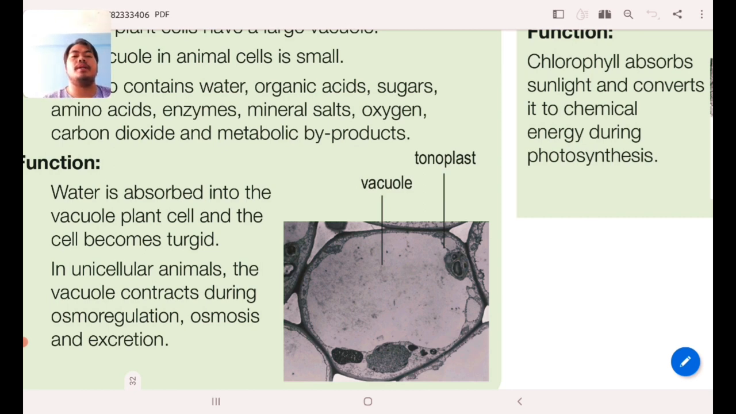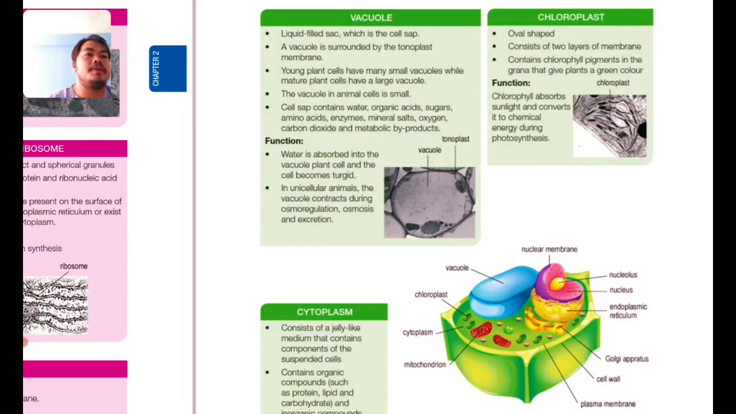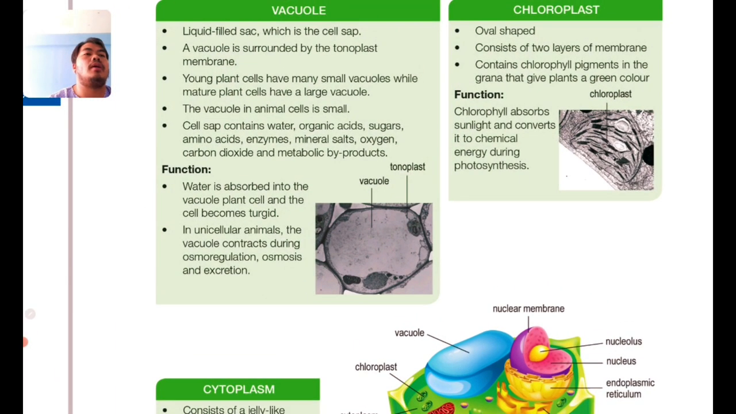This causes the vacuole to expand and go flaccid, expand and go flaccid, and this enables the cell of the organism to survive. If not, the cell will explode. Now let's take a look at the chloroplast.